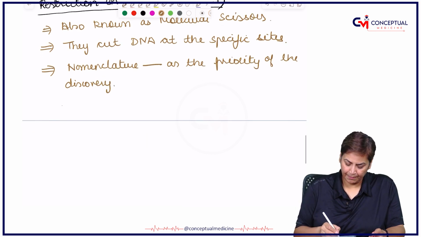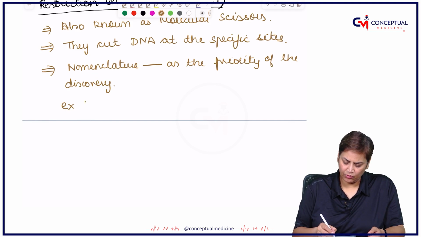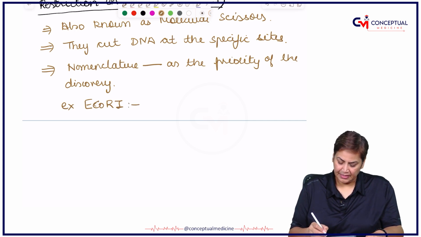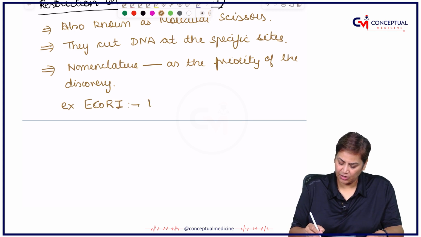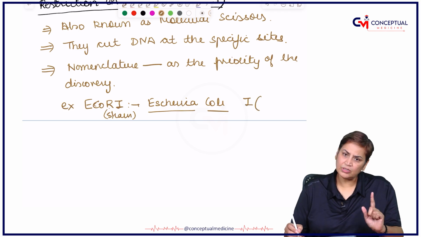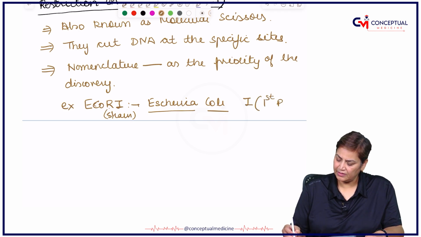For example, the first one which was isolated was EcoR1, right. So EcoR1 means EC for Escherichia coli, R1 is the strain, and 1 means it was the first RE to be discovered.